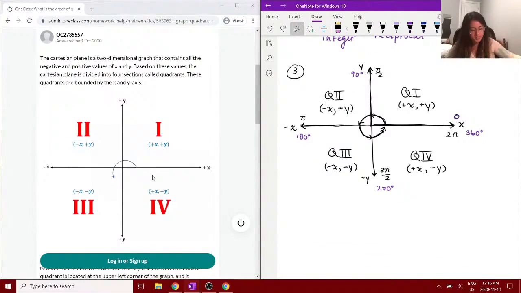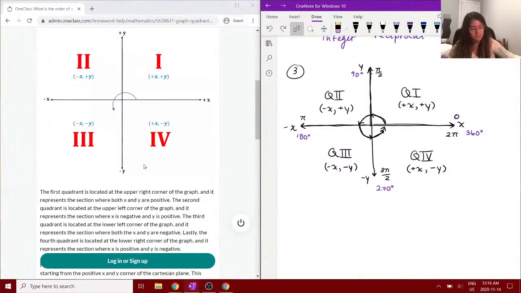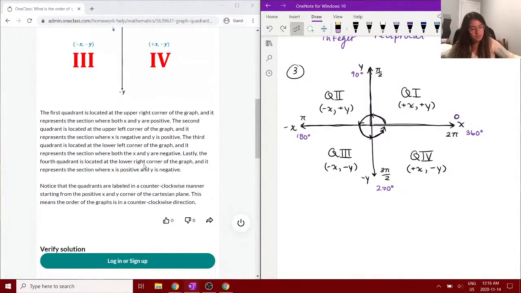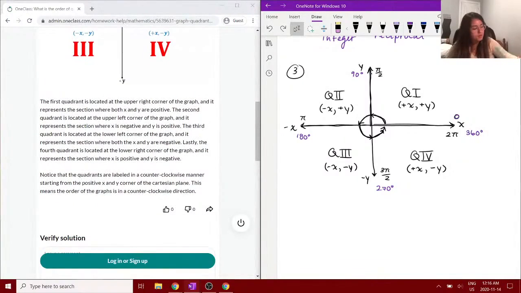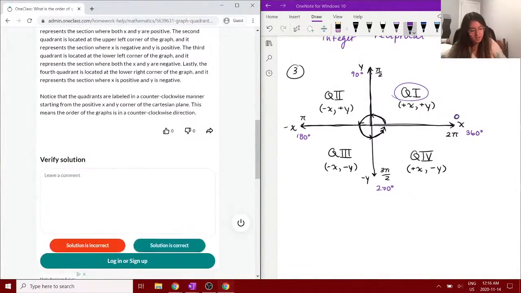Let's read through the solution here. So the Cartesian plane is a two-dimensional graph that contains all the negative and positive values of x and y. So based on these values, the Cartesian plane is divided into 4 different sections, called quadrants, and they are bounded by the x and y axes. So the first quadrant is the upper right corner of the graph, as we said, this quadrant here. And it's basically just talking about the positive and negative versions of x and y, which we've already talked about, so you can move on from that.